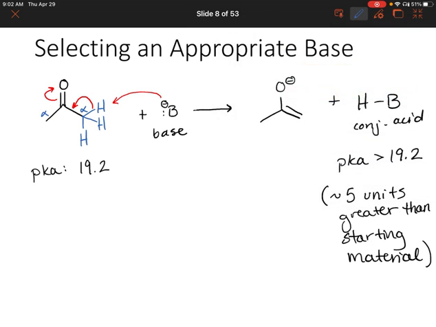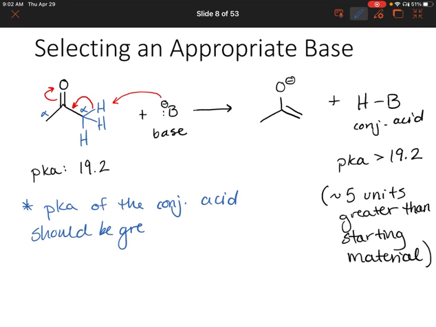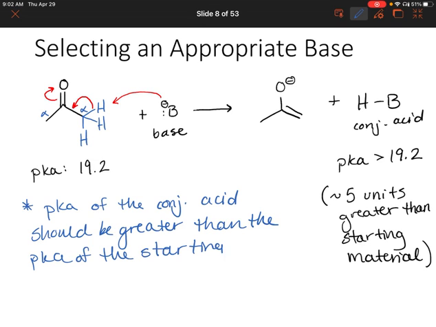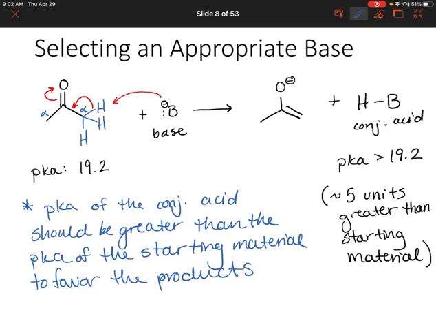So let's just make a note of that. We'll just summarize here. So the pKa of the conjugate acid should be greater than the pKa of the starting material to favor the products. Okay, so let's look at some examples.